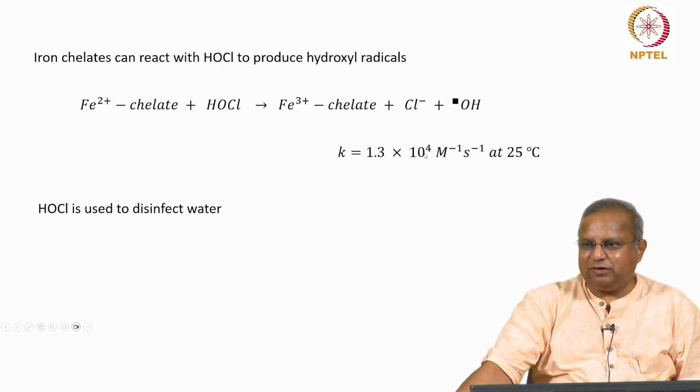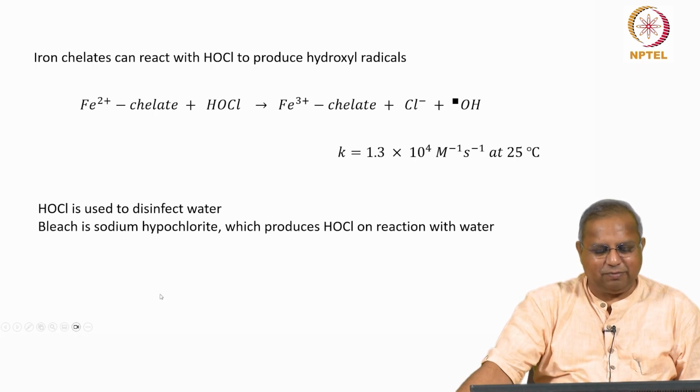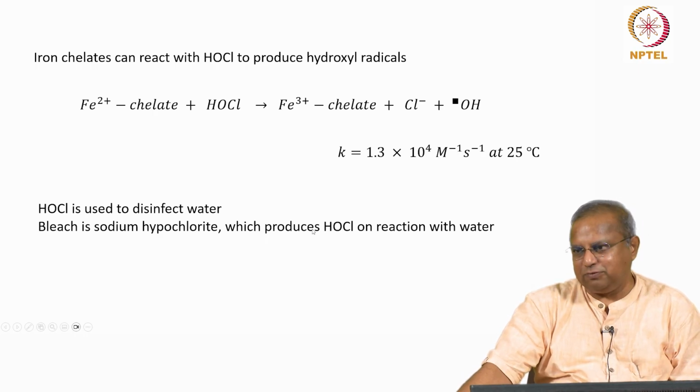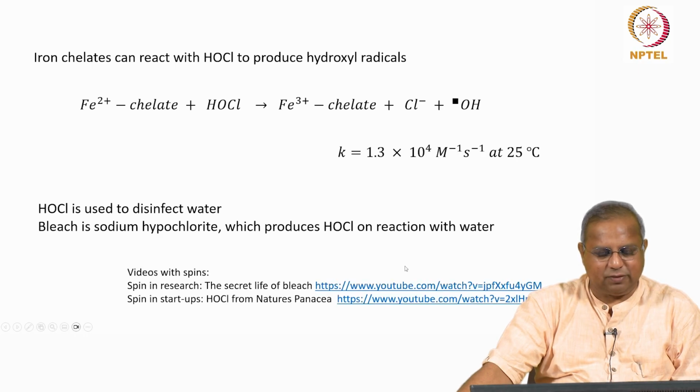Hypochlorous acid is used to disinfect water. If you already didn't know, common knowledge, it is actually bleach. Bleach is sodium hypochlorite, which produces HOCl on reaction with water. Bleach is a powder, so it's easy to transport and so on. It produces hypochlorous acid on reaction with water.